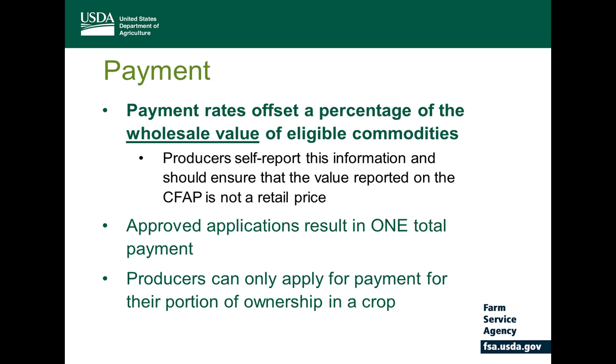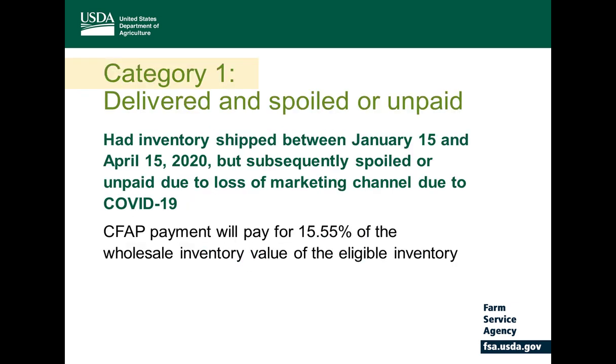But when the payments go through, it's going to take a look at the category. So if, for instance, someone were to qualify for both categories, it's still only one payment that goes out. And the producers can only apply for a payment for their portion of ownership of a crop.